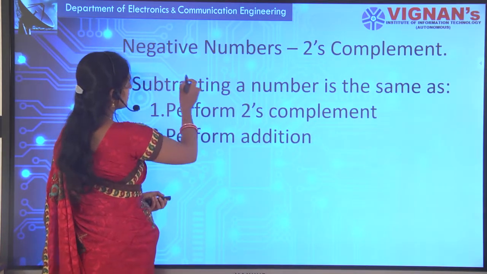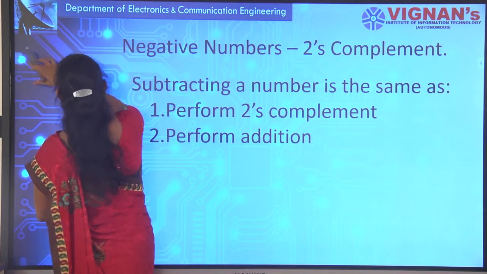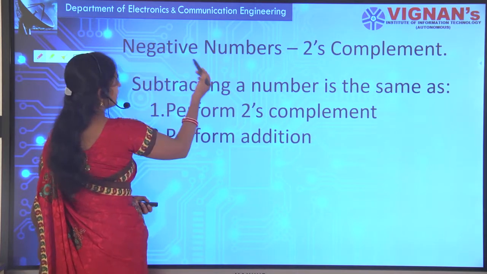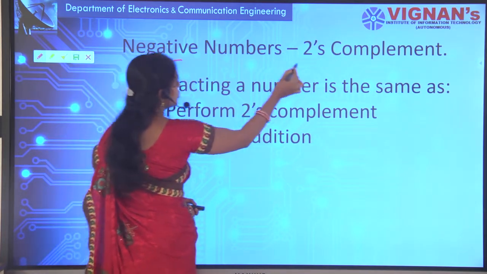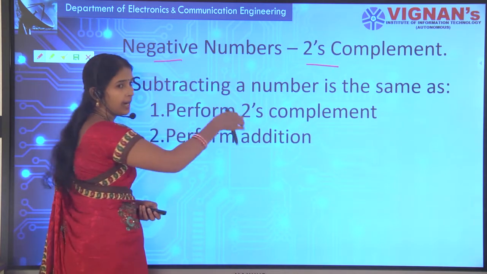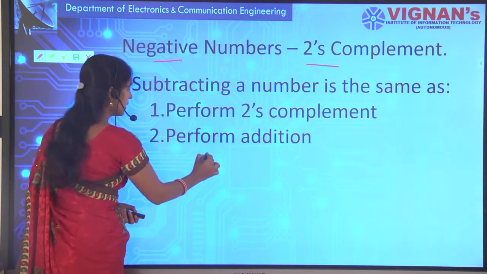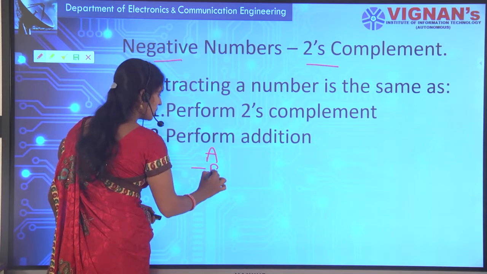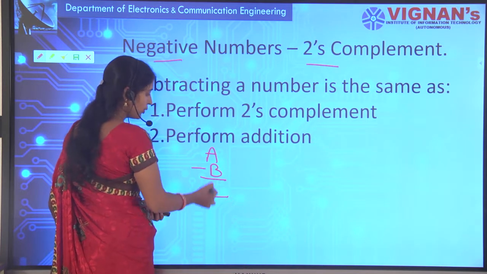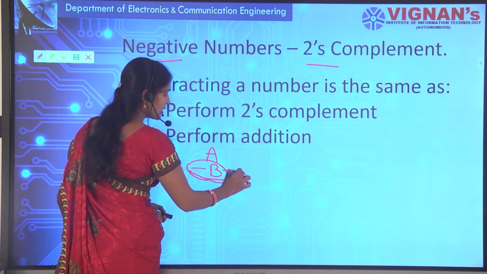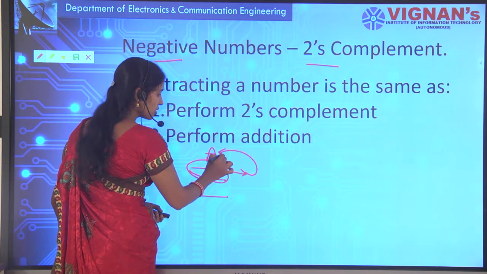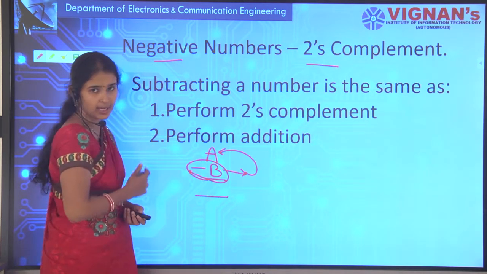Right, subtractors, that is, whatever the negative number is, you will be taking the 2's complement of that number and adding it. That means if suppose you have to do A minus B, you take the 2's complement of B and add it to A, and you will be getting the subtraction.